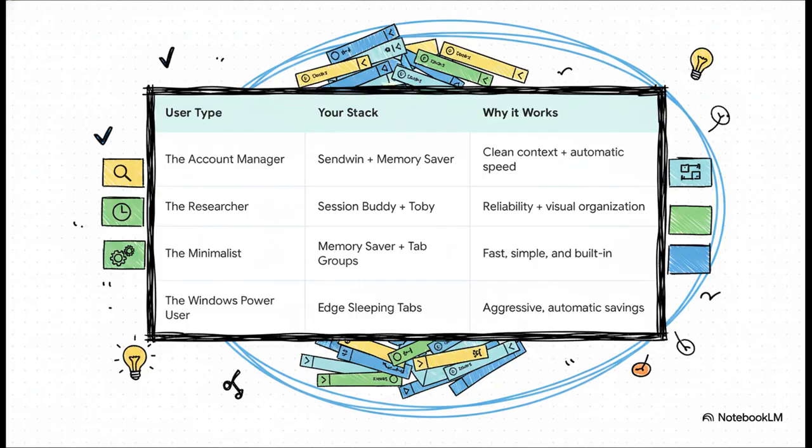If you're an account manager, maybe you pair Sendwin for isolation with Memory Saver for speed. A researcher, you'd combine Session Buddy for reliability with Toby for organization. And even a minimalist can just use the built-in tools, like Memory Saver and tab groups. Find your profile on this chart and bam, you've got your custom stack ready to go.